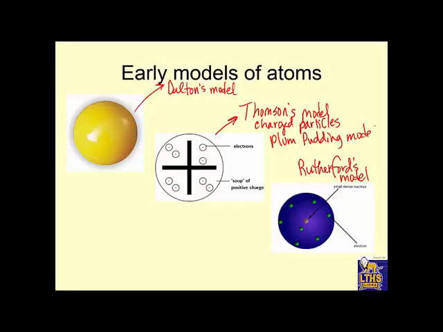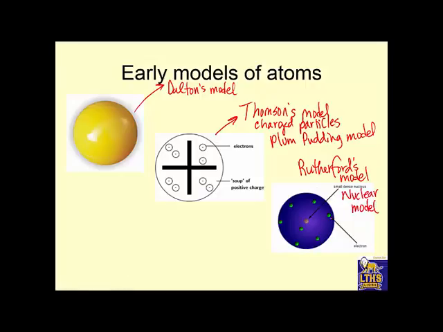Then more data was collected through experimentation, and another, later model of the atom came along: Rutherford's model, often called the nuclear model. Rutherford's model is the nuclear model because it was the first time there was evidence of something very small, dense, and positive in an atom, and those electrons are still there.